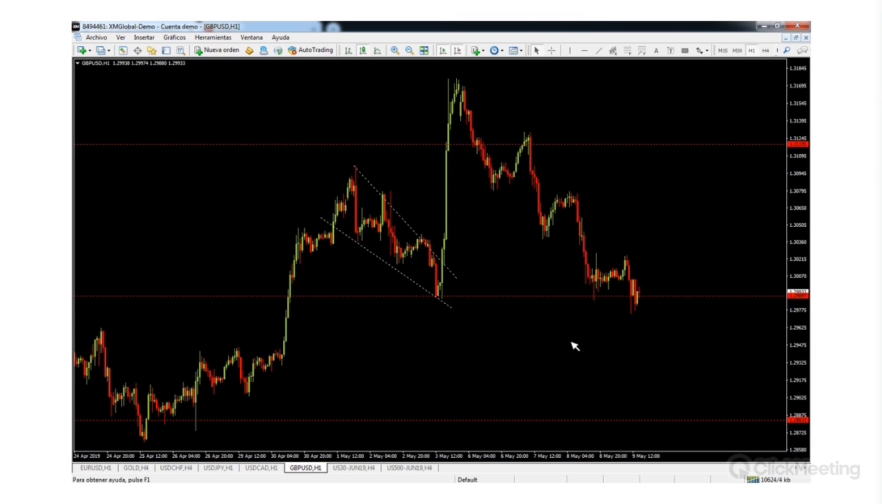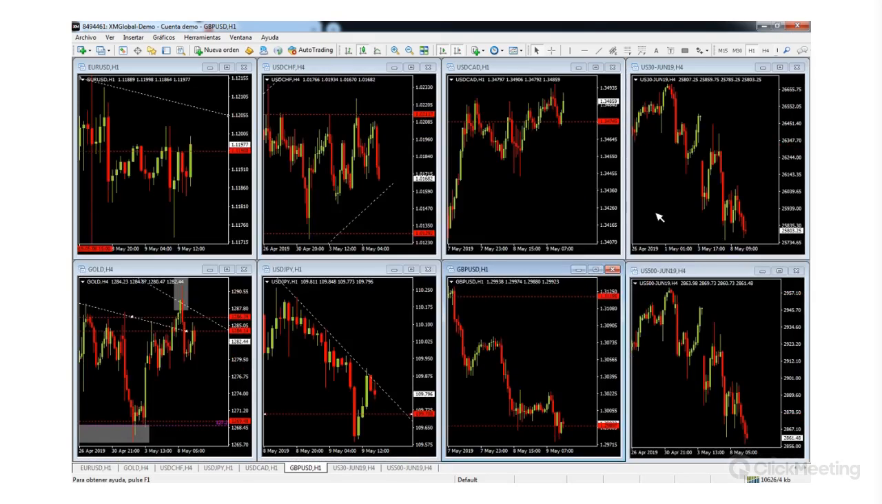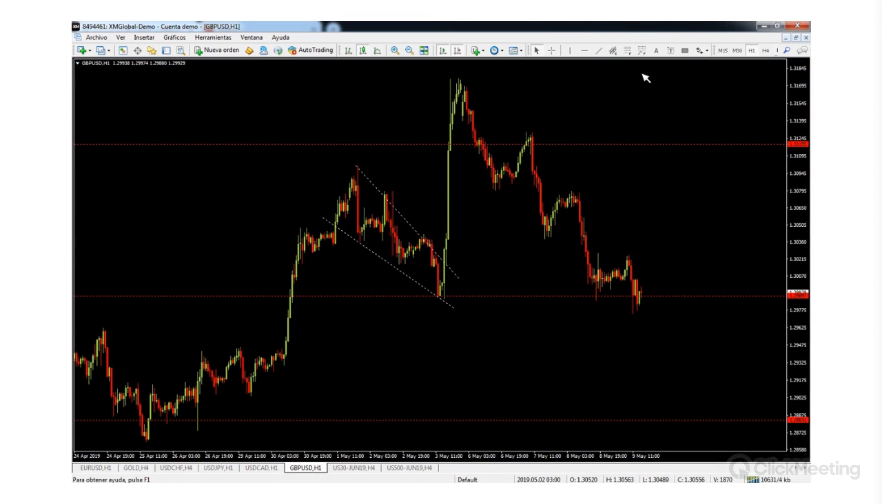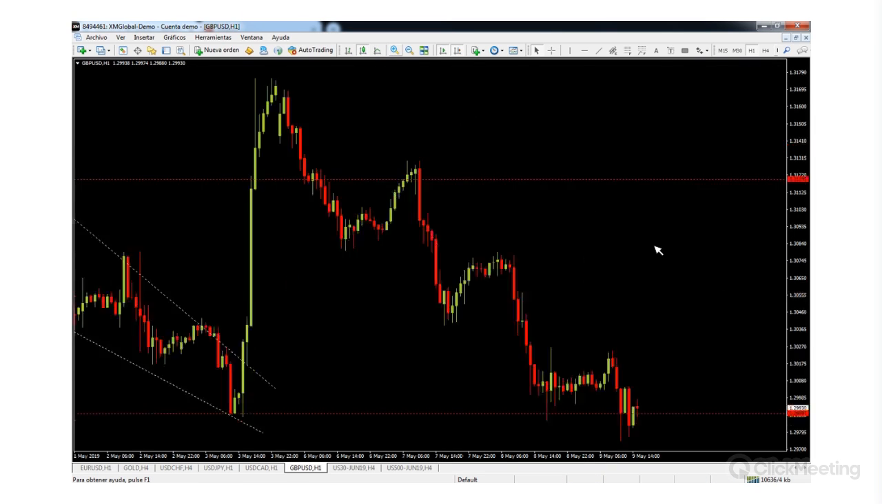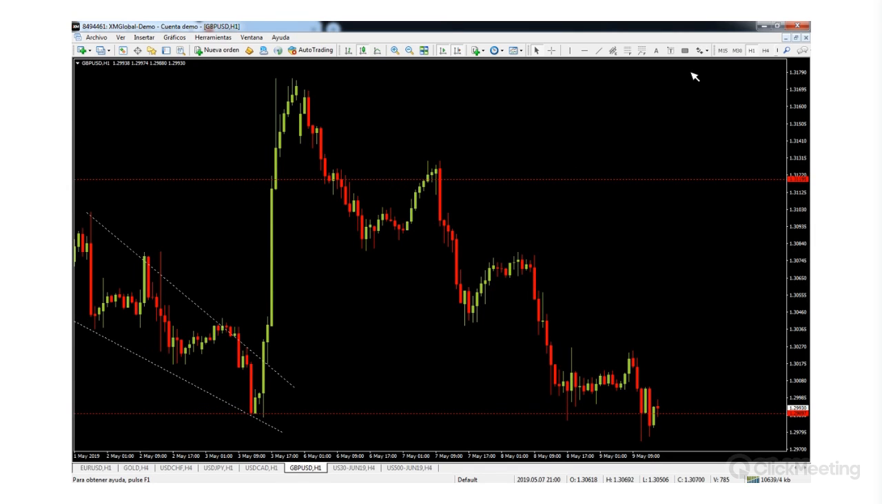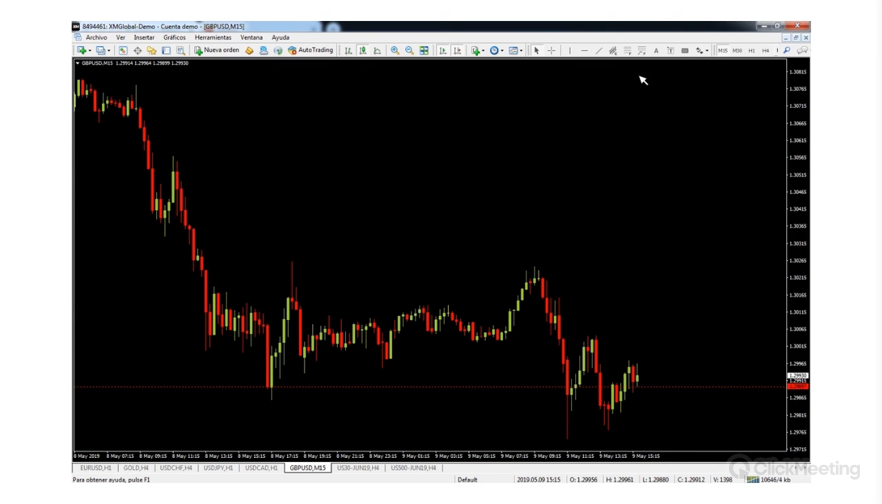Now, in complete transparency, I'm going to tell you what happened with my GBP USD trade today. Let me go to a 50-minute chart. When I woke up at around 1 a.m., I live in Latin America, so I have to wake up really early in order to trade forex.